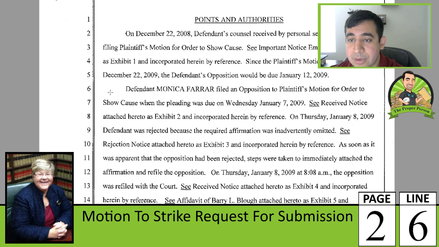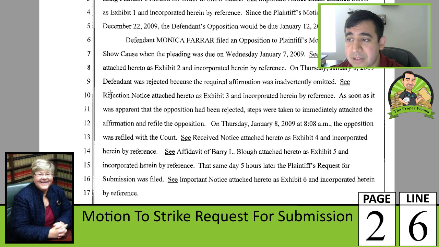But going down to paragraph 2, we see that she filed her opposition or attempted to file it on January 7th. But it was rejected because she did not include the necessary affirmation. I talked about this in previous videos. This happens to non-attorneys all the time. We don't know what's required, so we forget to put stuff into our documents, and we get sent back to the self-help center or whatever. And this happens to attorneys too. They'll make mistakes, they'll forget to include things that are required by law, and their documents will also get rejected. And I think it's nice for the viewers to see that this happens to attorneys just as much as it happens to us.